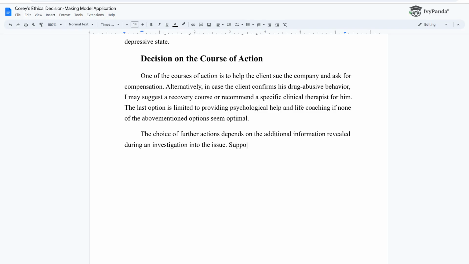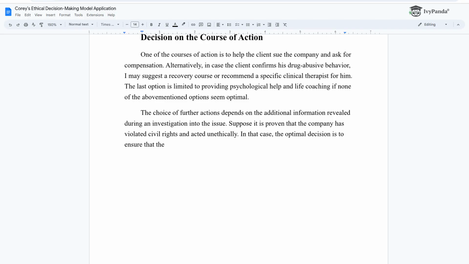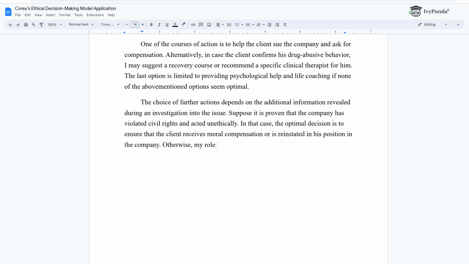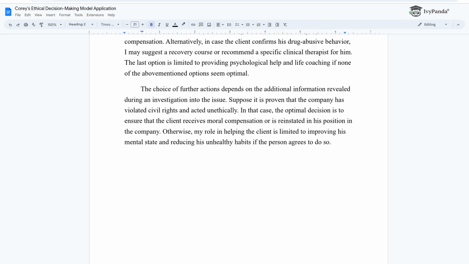The choice of further actions depends on the additional information revealed during an investigation into the issue. Suppose it is proven that the company has violated civil rights and acted unethically. In that case, the optimal decision is to ensure that the client receives moral compensation or is reinstated in his position in the company. Otherwise, my role in helping the client is limited to improving his mental state and reducing his unhealthy habits if the person agrees to do so.